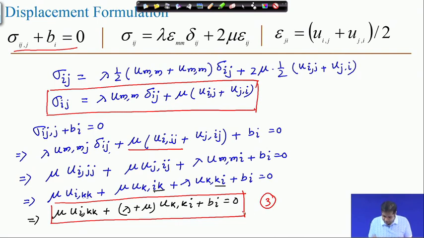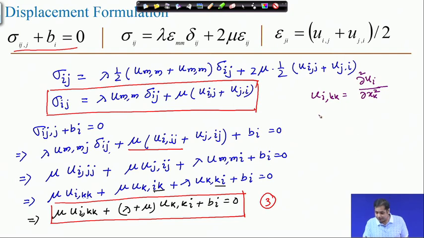Now, once we have this, if I have to write this expression, this expression is now written in indicial notation. Now, let us write this expression in differential operator terms. Now, what is u_i,kk? When you write u_i,kk, what exactly does it mean? It means del u_i by del x_k, del 2 u by del x_k squared. Okay. It exactly means that.